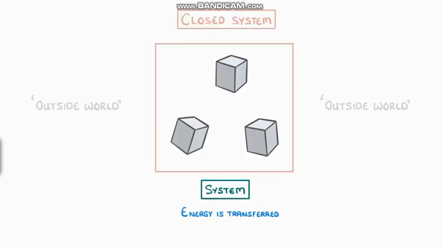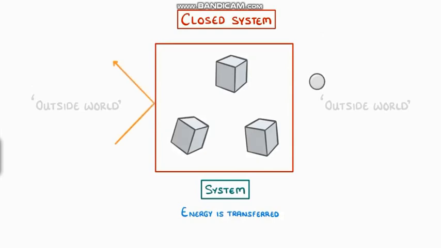By comparison, a closed system is separate from the outside world. So neither matter nor energy can enter or leave. And so even though energy can be transferred within the system, the overall change is always zero. To understand how this actually works in practice, let's take a look at a couple of examples.